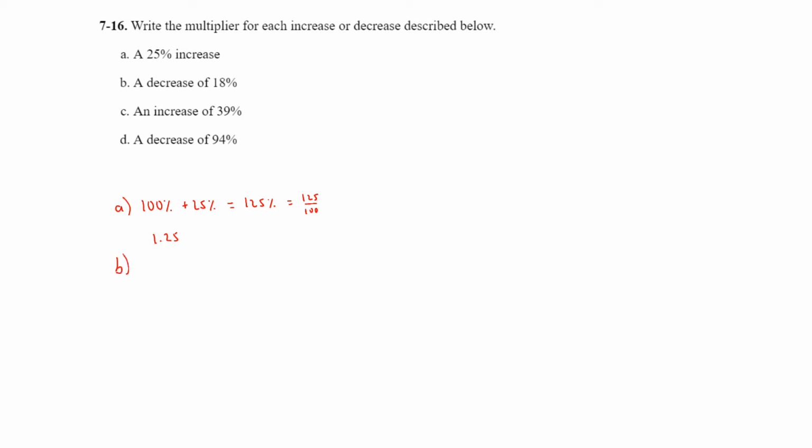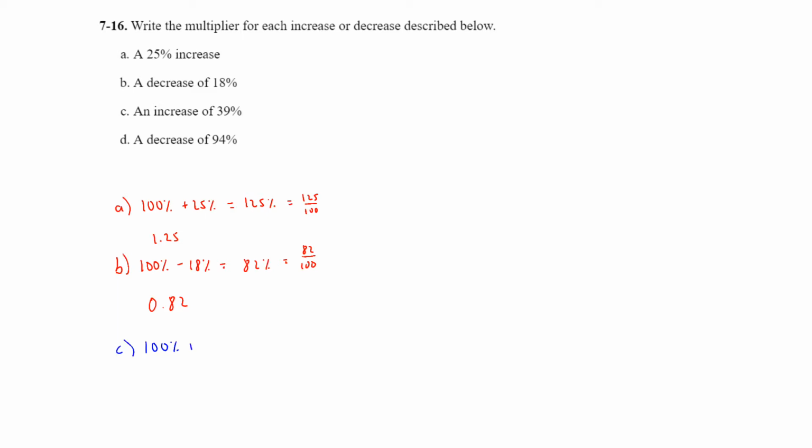B, it says a decrease of 18%, but once again, we're starting at 100% and we're decreasing 18%. So that's 82%. 82 out of 100 is 0.82 as the multiplier. Now, is it necessary to show all that work? No, but once again, it gets you the idea as to what you're actually doing.